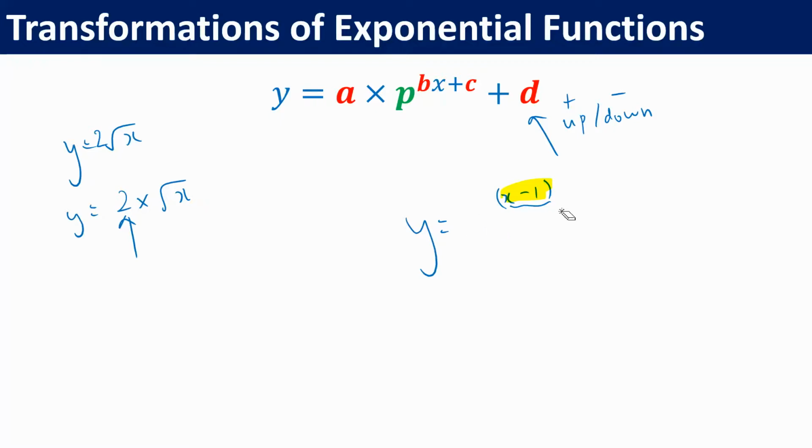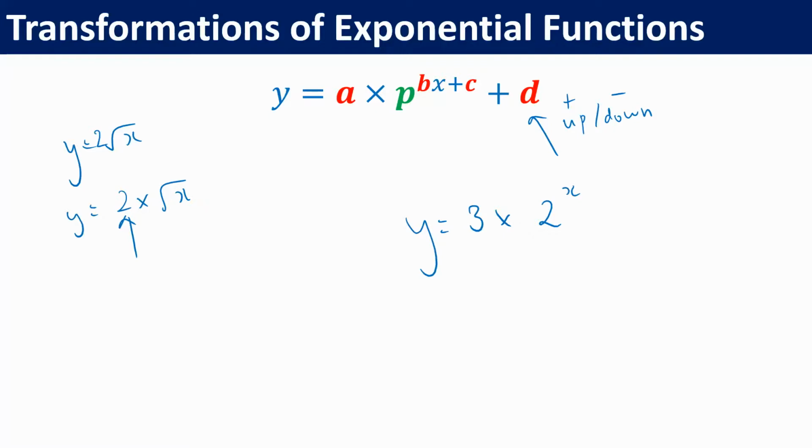If I gave you an example, it would look something like this. If I gave you 3 times 2 to the power of x, that 3 will stretch it vertically because it's affecting the y values. Because this whole thing is a y. That's the x there, this is the y values. So that 3 is a stretch vertically.